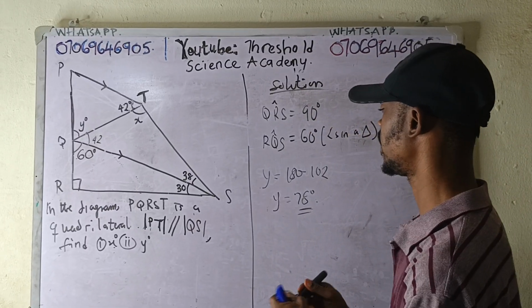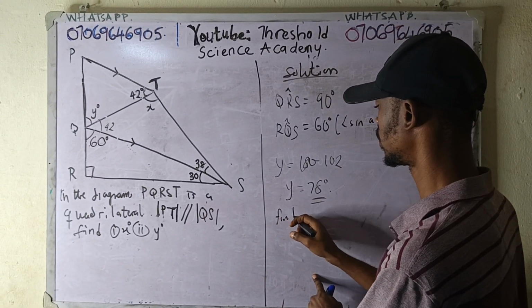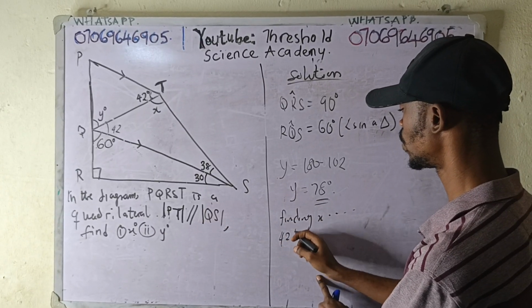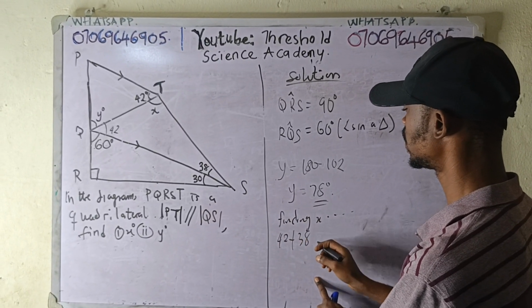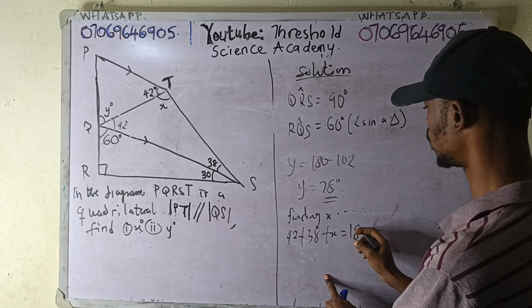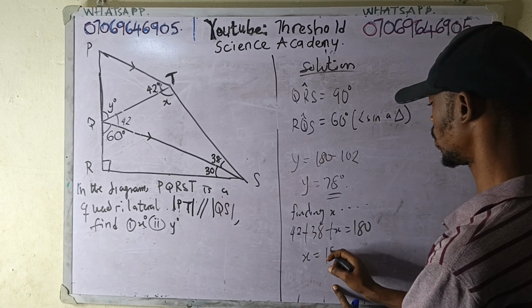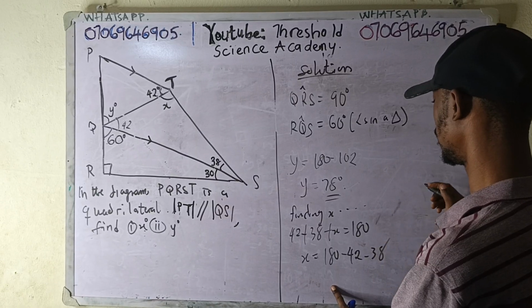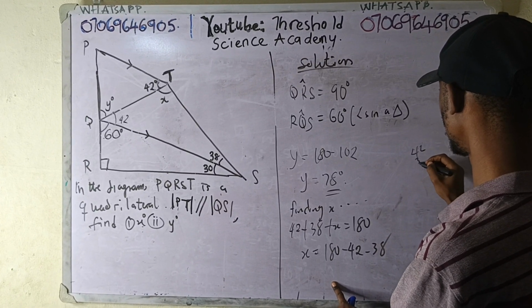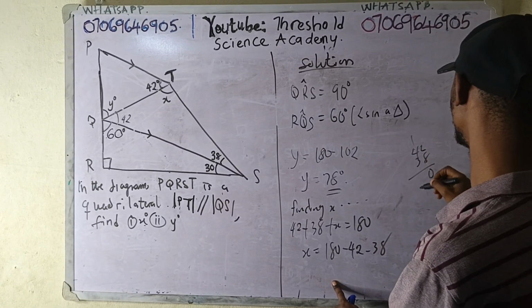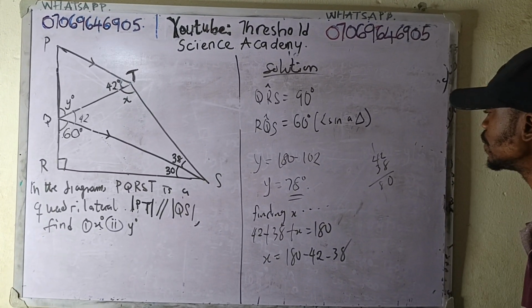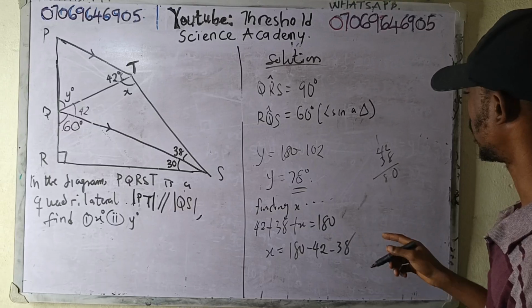So finding X now, we know that 42 plus 38 plus X all must be equal to 180. So X is going to be equal to what? 180 minus 42 minus 38. And so what's that? 42 plus 38? That's going to give us 80.